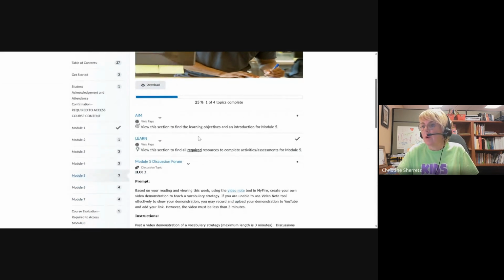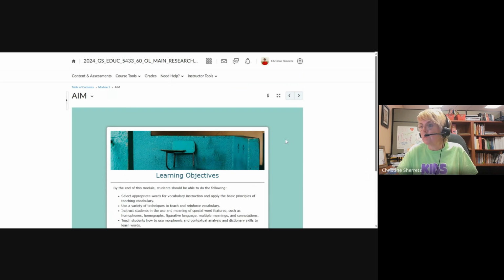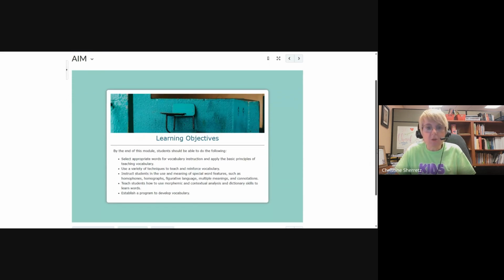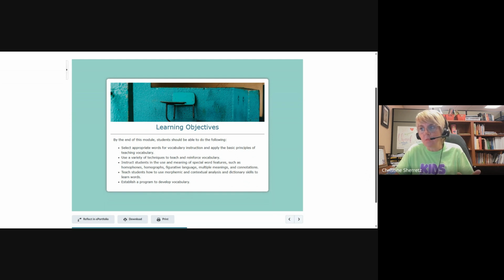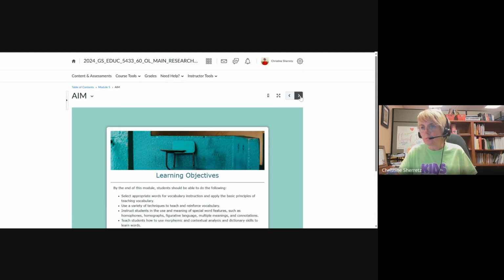Okay, so under the AIM section, we can see that this week we are going to be learning about how to select appropriate vocabulary. We're going to learn about vocabulary techniques, how to instruct students in word features, in aspects of vocabulary like homophones, homographs, figurative language, vocabulary with multiple meanings and connotations. So this is our vocabulary section of the class.